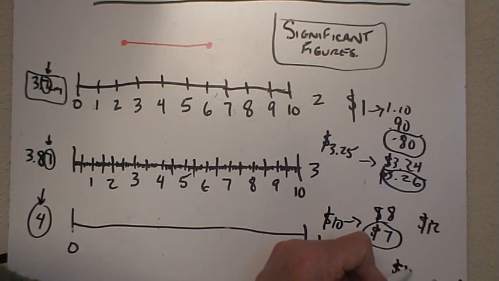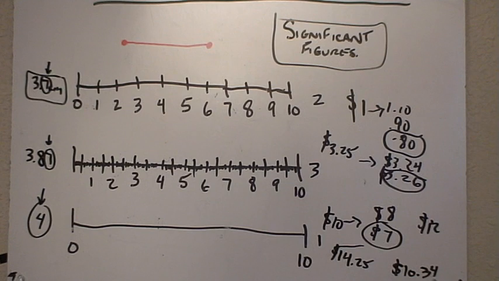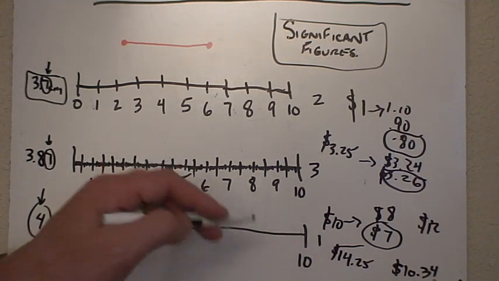$10.34 compared to your $14.25. Well, that's a huge difference. And so you see why we have different values that we report out. Now, there are rules that dictate.